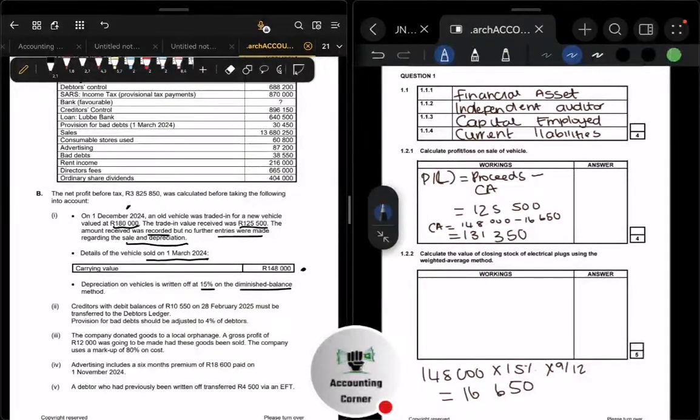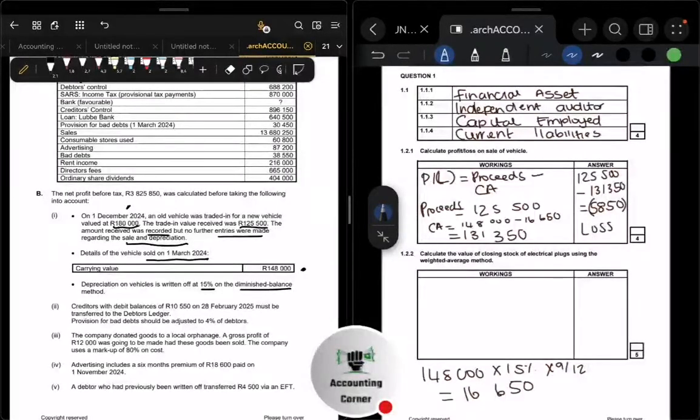And so now we have our proceeds, and we also have our carrying value or carrying amount. So we'll just say 125,500 minus 131,350 equals 5,850. And that's a loss on sale of asset because our answer will be a negative. Okay, and we carry on.